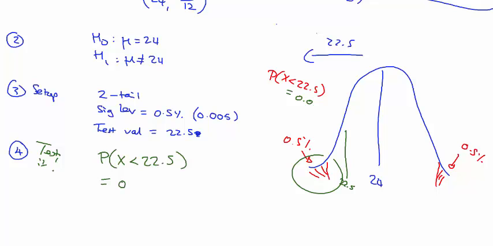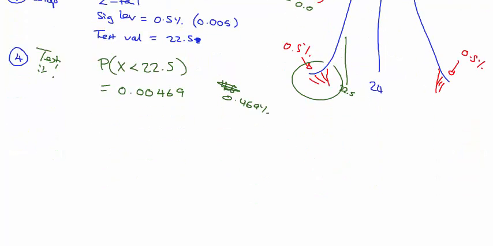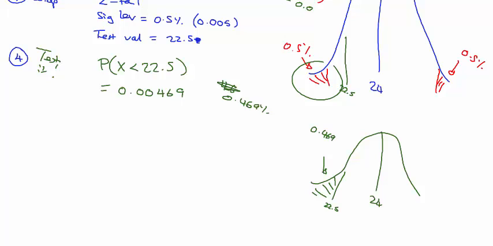Okay, here's what I got: 0.00469. That, by the way, is 0.469%. So that is actually going to be in the critical region, just in the critical region. If that's 22.5, that's 0.469%, and the critical region is 0.5%. So it's actually crept just into the critical region.